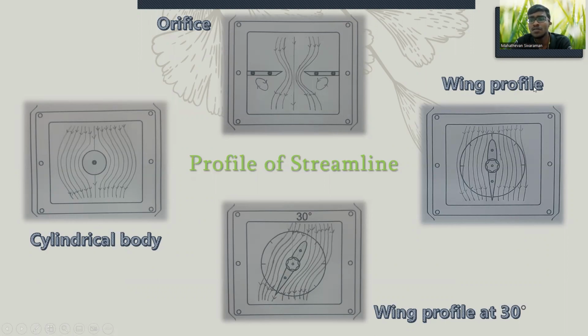Now let us look at the wing profile. Same as for the cylindrical body, for the wing profile the flow from inlet to outlet will follow the shape of the wing profile. For the wing profile at 30 angle, since the angle of attack is 30, the streamline will follow exactly the shape but at a 30-degree angle.